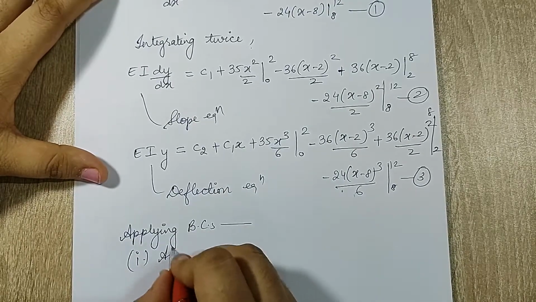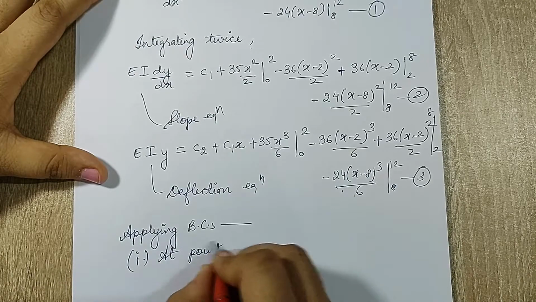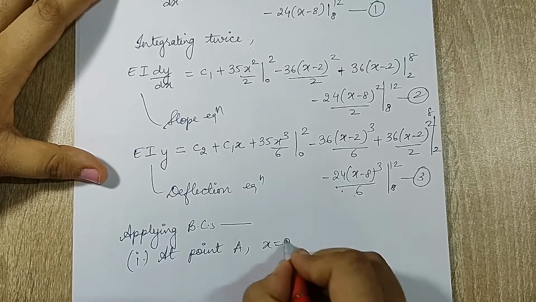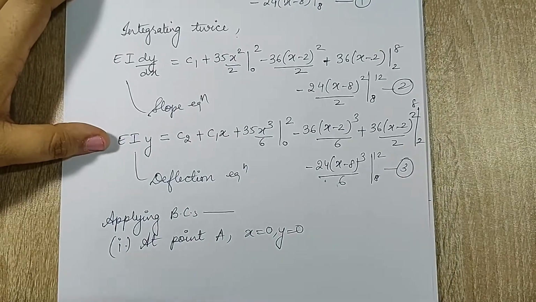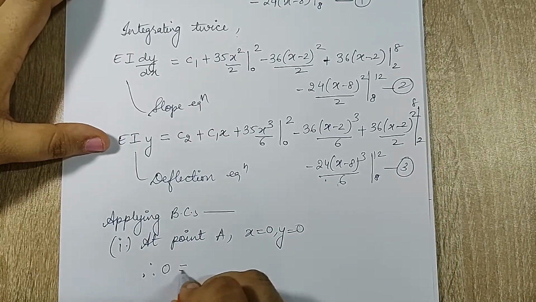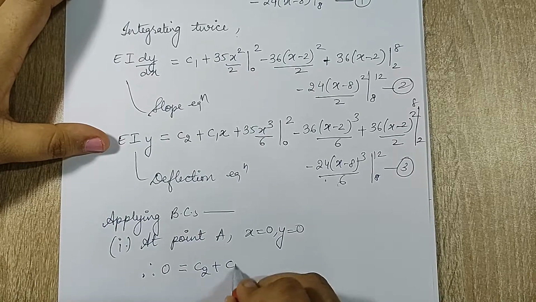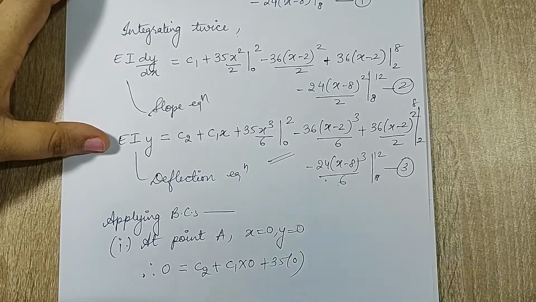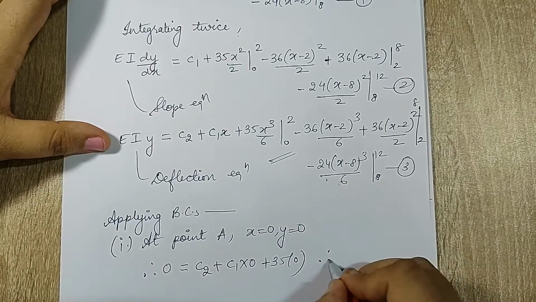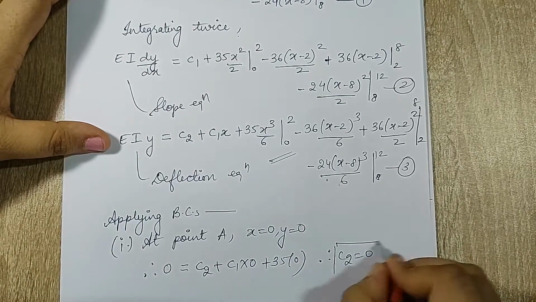First one, at point A, x is 0, y is also 0. So when I substitute here, my left hand side term will become 0 is equal to C2 plus C1 into 0 plus 35 into 0. I am only going to write till this point. So directly I get the value of C2 as 0.